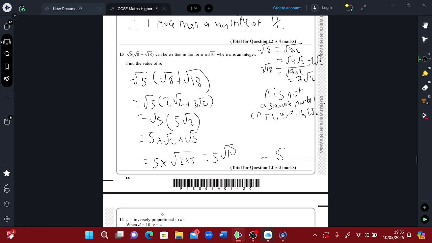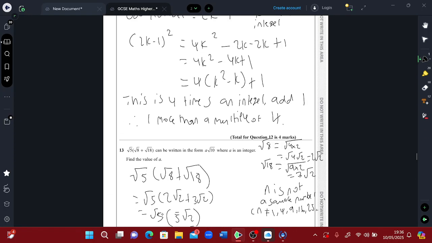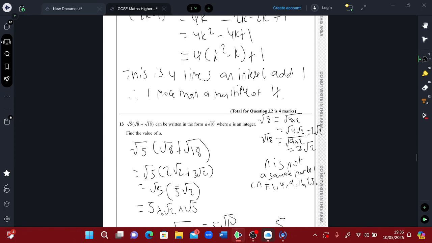If we had 2 root 2 plus 3 root 5, we can't do anything with that, because root 2 and root 5 are different. But because these two are the same surd, root 2, we can add them like terms. That's all you need to remember with surds: that the number in the square root is not a square number, and that we can split them up like this. People overcomplicate it more than they should.